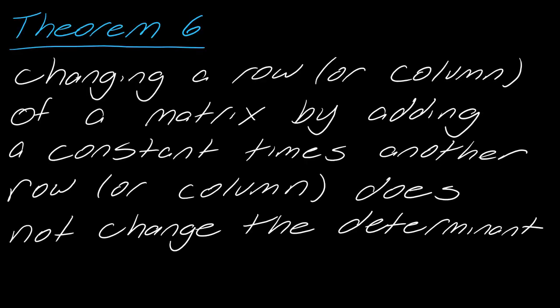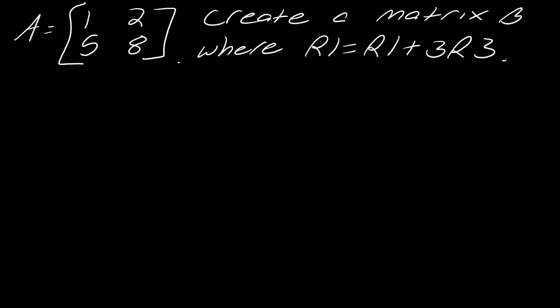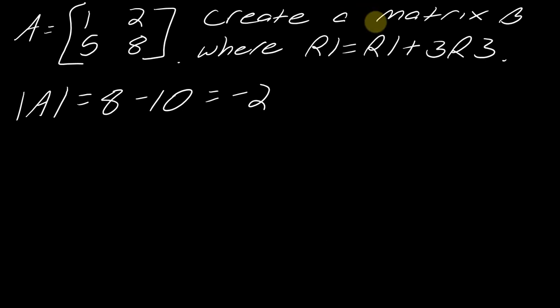Okay, changing a row or column of a matrix by adding a constant times another row or column does not change the determinant. So what I want to do for this one is start with a matrix A. The first thing I want to do is calculate the value of the determinant here. So this will be matrix A, so the value of the determinant will be 8 minus 10, which equals negative 2.